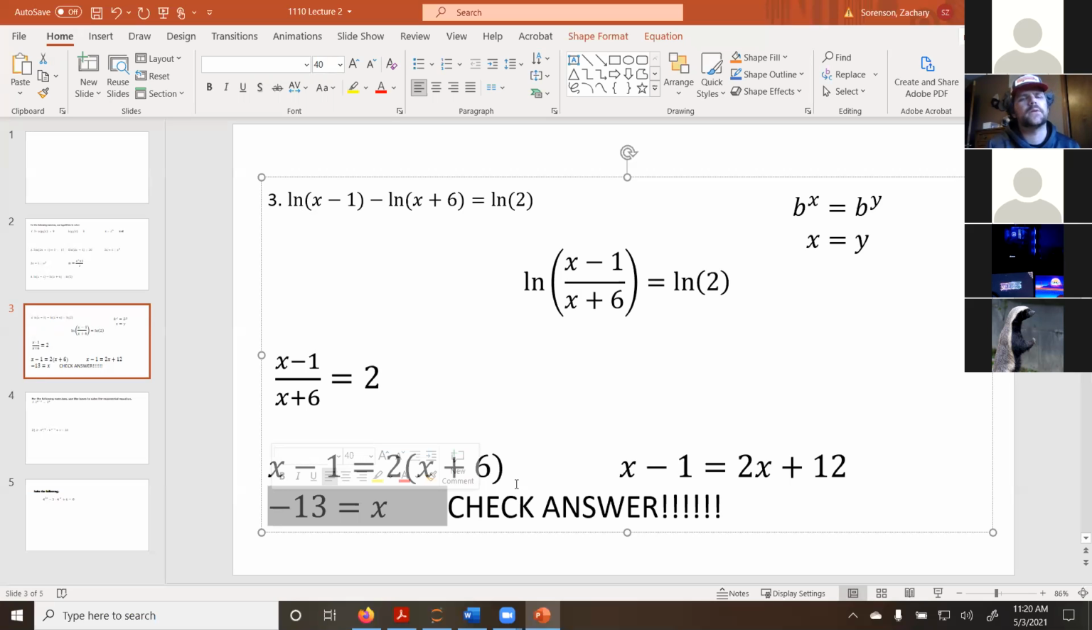Austin, do you have a question? Yeah, I was going to ask, for checking the answer, where do we plug it in exactly? Will we use the original equation, or could we plug the negative 13 into the original equation?